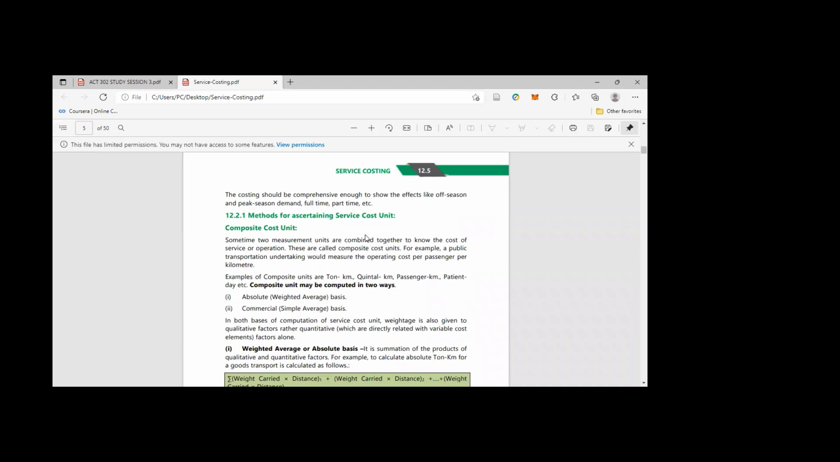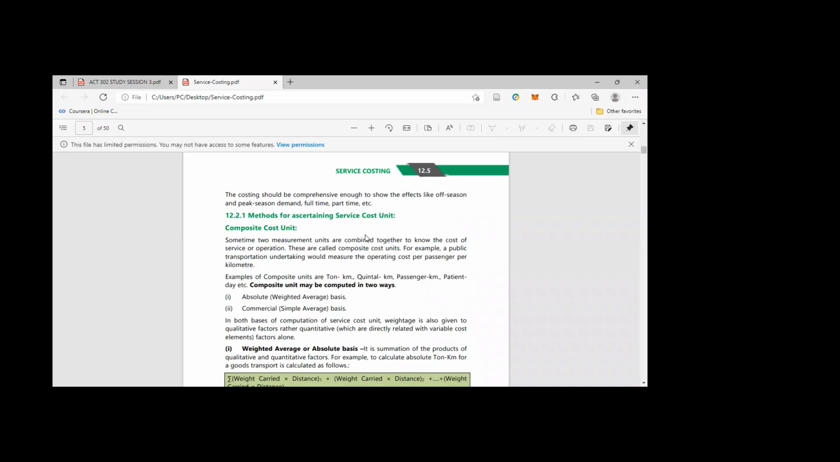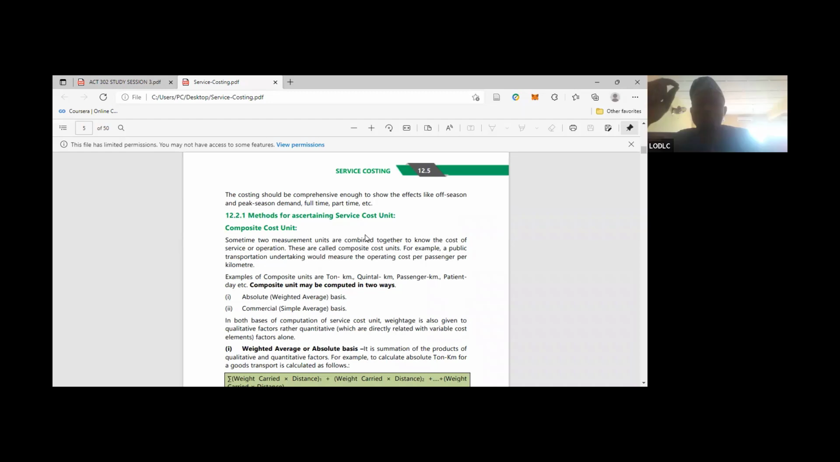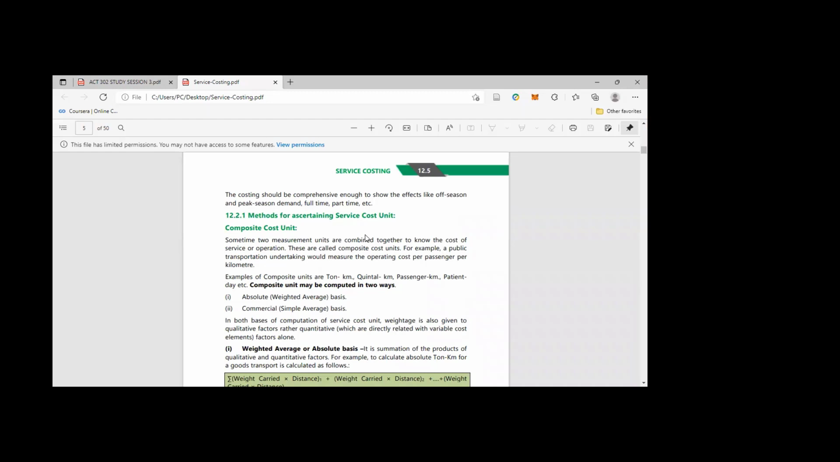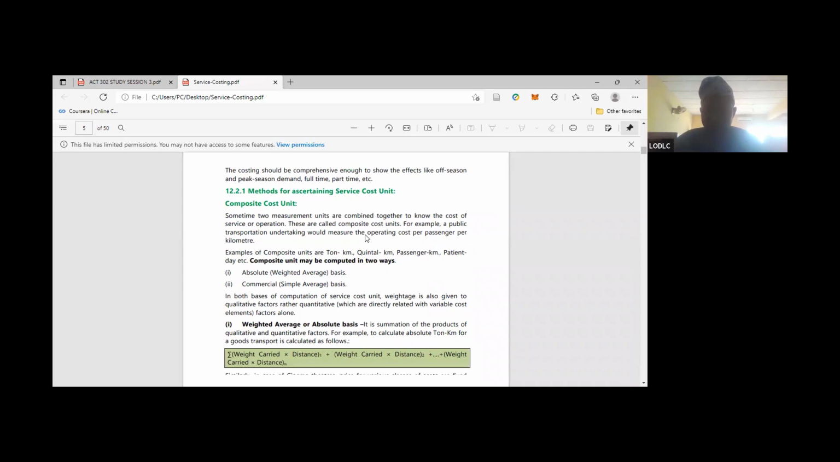Any method you are using, either absolute basis or commercial basis, weightage is also given to qualitative factors rather than quantitative. That is, weights which are directly related with what? Variable cost elements. So what do I mean by that?